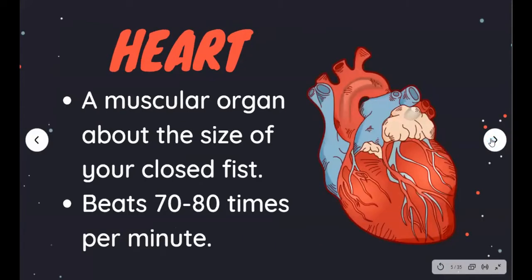Let's start first by talking about the heart. So the heart is a muscular organ about the size of your closed fist. It beats 70 to 80 times per minute to distribute blood to the different parts of your body.